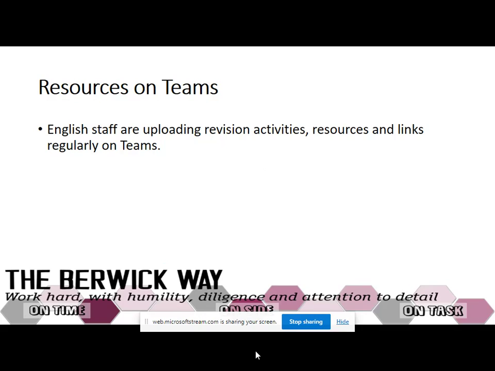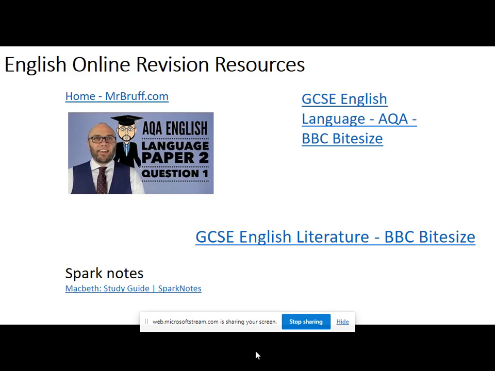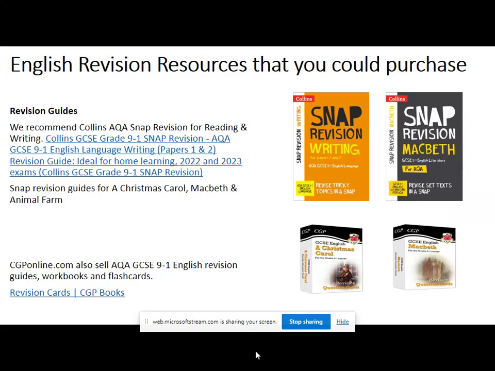And what you also have is some examples and resources on Teams. Staff are constantly uploading activities and resources and links, so please take a look at those. Finally, you've got online revision resources and resources that you can purchase. The Snap revision guides for both language and literature are incredibly useful because they mirror the exam structure, and also your CGP online for those really useful and effective and fun question cards and flashcards. Again, if you're going to process that information and maximize that information, then self-testing and peer testing is important, and these are great resources.